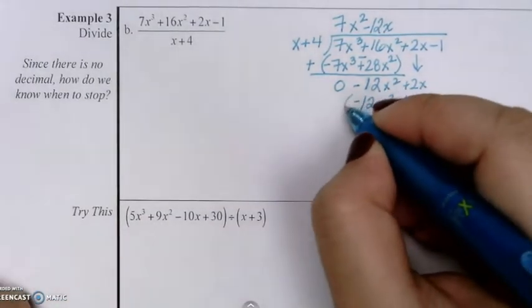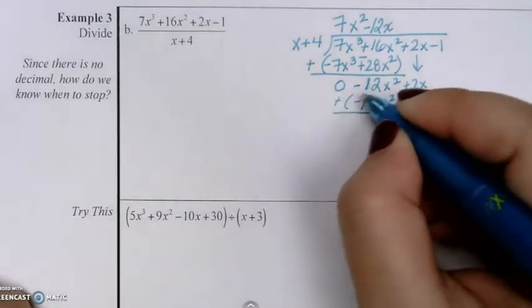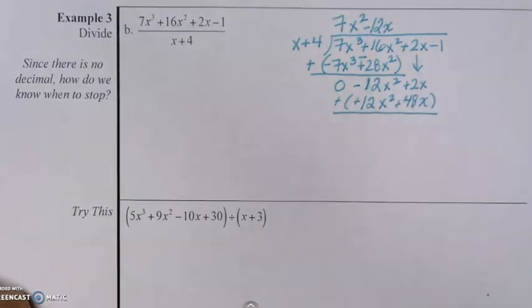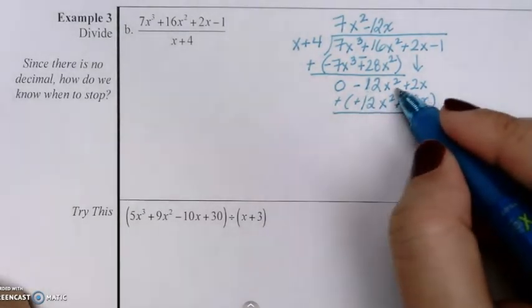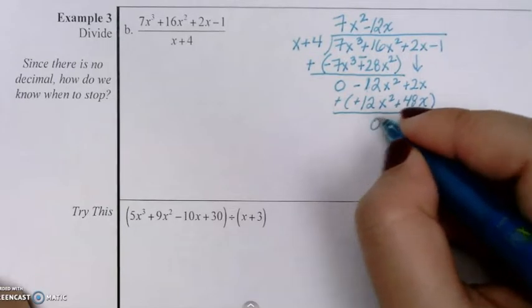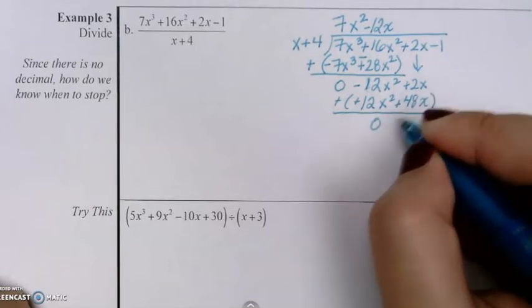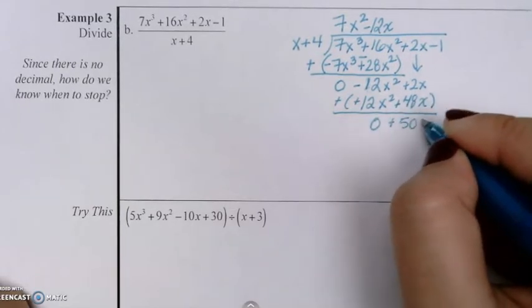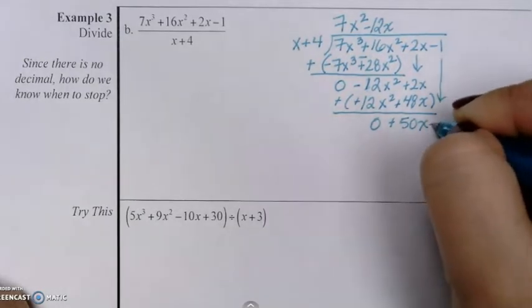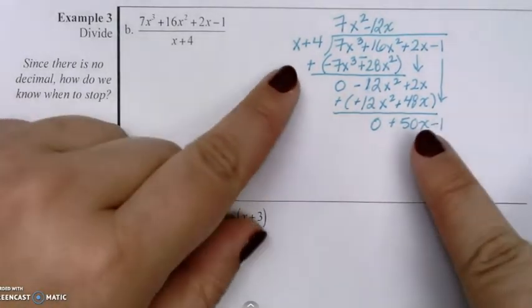Then subtract. I'm going to distribute my negative. Every sign changes. Negative 12x squared plus 12x squared is 0. 2x plus 48x is plus 50x. Bring down minus 1. And then start over.